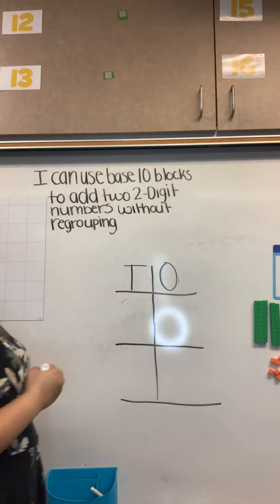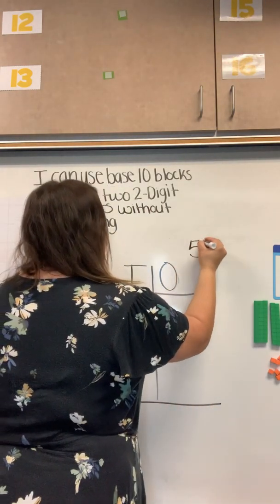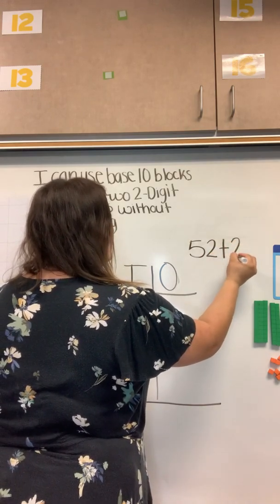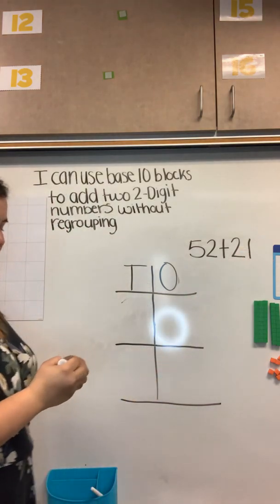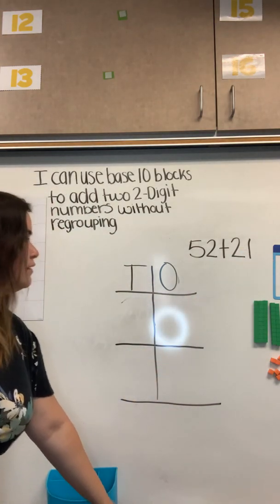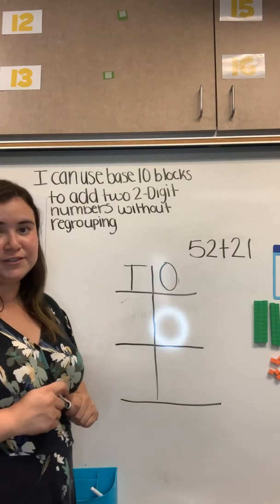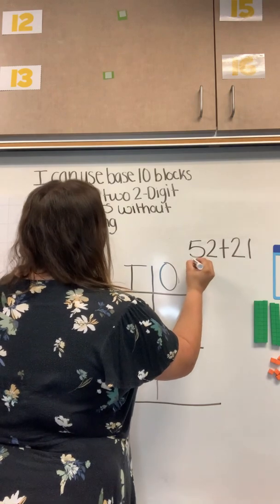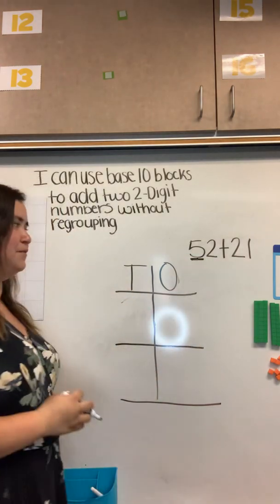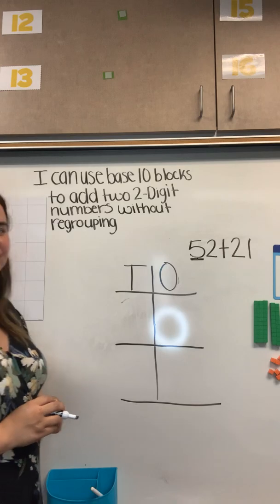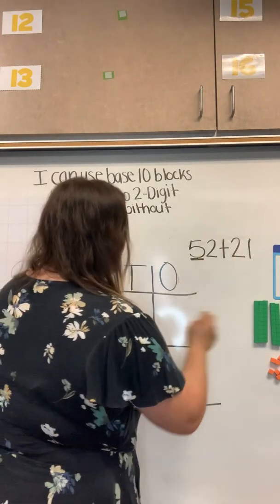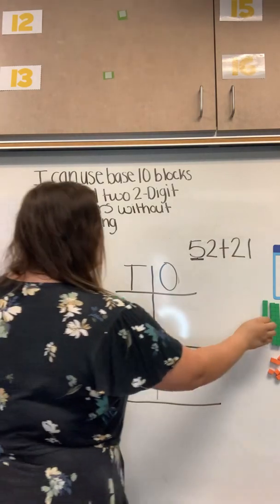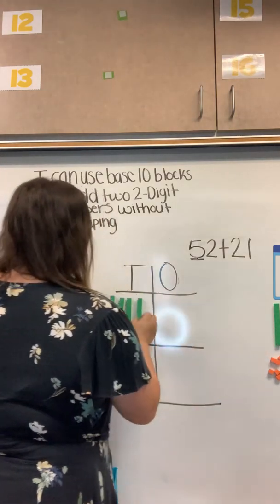Let's see, how about we add 52 plus 21. What are we going to look for first? Right, we're going to look at our tens place. How many tens do we have in the number 52? 5. Good job, guys. So I'm going to get 5 tens rods. 1, 2, 3, 4, and 5.